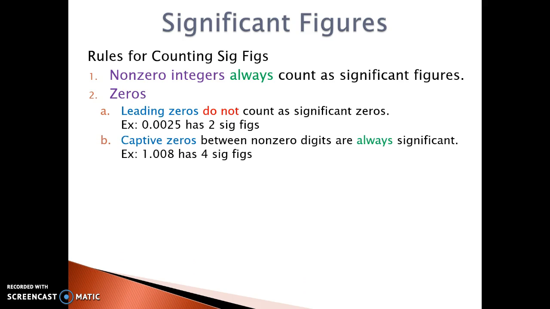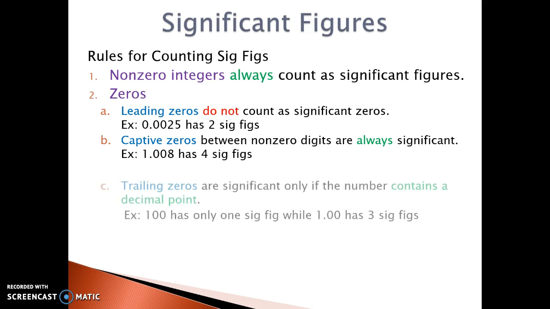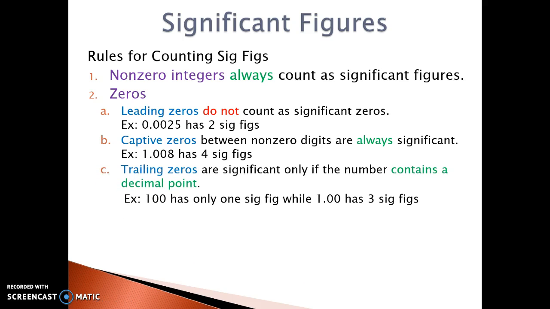Captive zeros, which are between non-zero digits, are also always significant. If we measure the 1 on the measuring device and the 8, the zeros had to be measured as well. So this measurement would have 4 significant figures. Trailing zeros at the end of a number are significant only if the number contains a decimal point. So 100 only has 1 significant figure, while 1.00 has 3 significant figures.